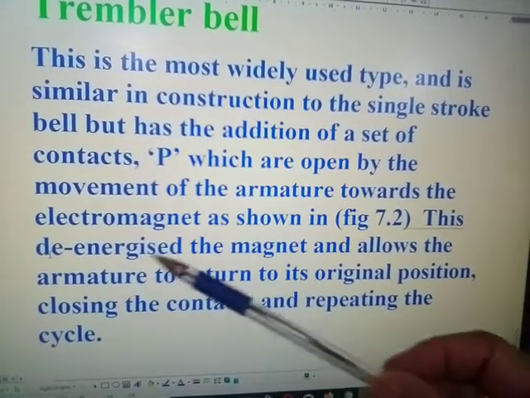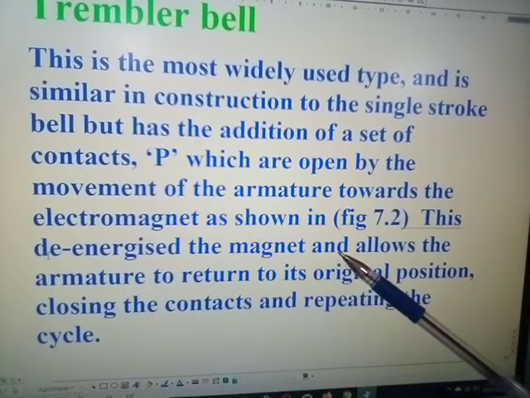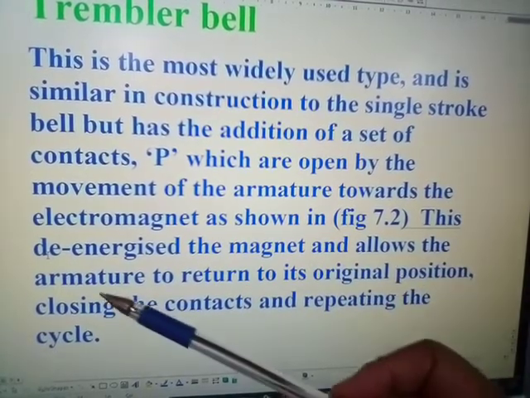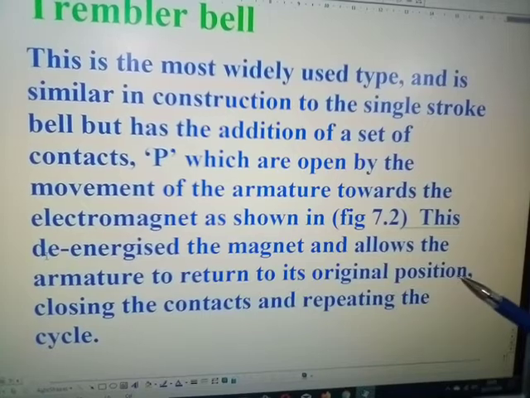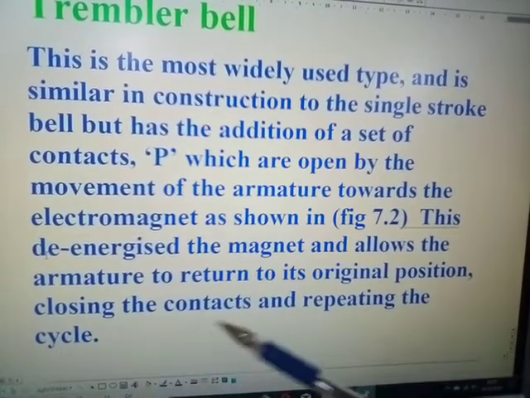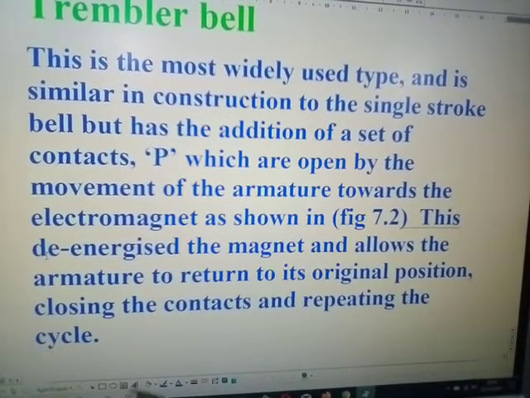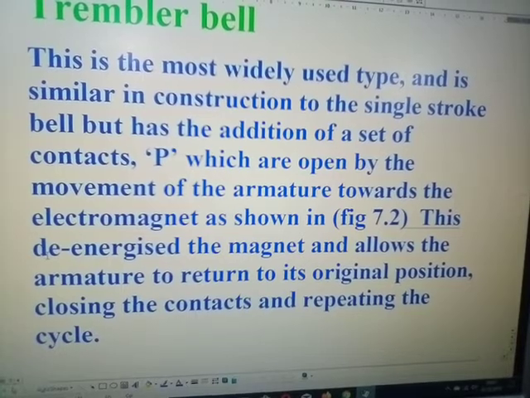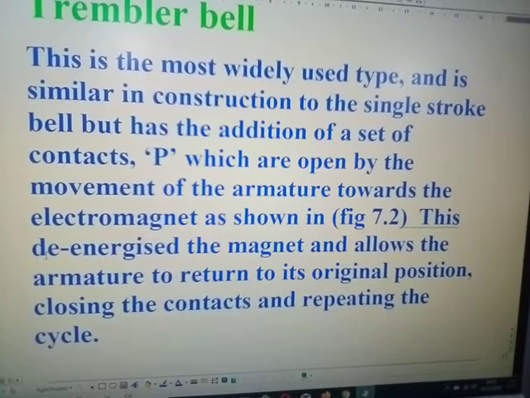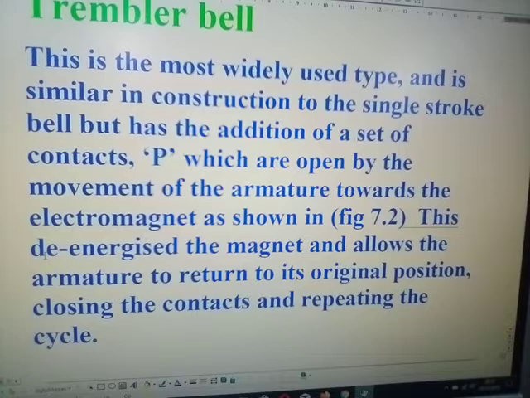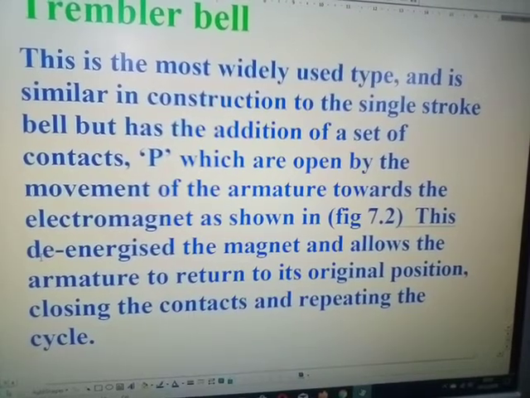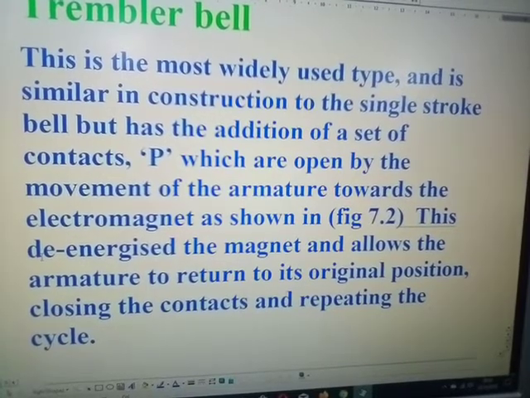This de-energizes the magnet and allows the armature to return to its original position, closing the contacts and repeating the cycle. So it's a trembler bell: once you keep the button pressed, that trembler will continue to ring and activate the bell until you have released the buzzer. Okay?